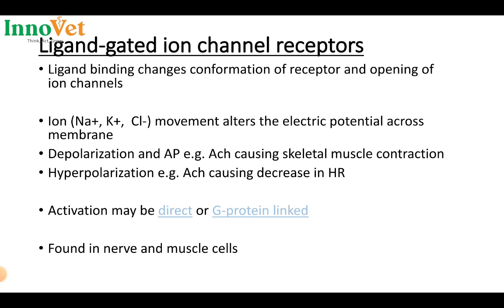That is when acetylcholine causes skeletal muscle contraction. Then we can have hyperpolarization when acetylcholine causes a decrease in heart rate. So the activation of these ligand-gated ion channels may be direct or G-protein linked, and these receptors are found in nerve and muscle cells.